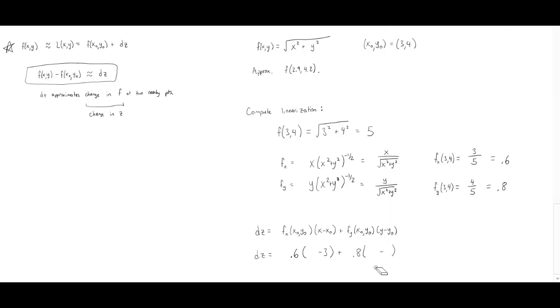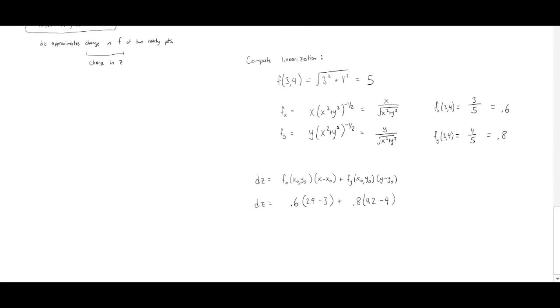What are we plugging in for x and y? The 2.9 and 4.2, because we're trying to approximate our function at this xy value. So plug in 2.9, we'll plug in 4.2 here. And if I compute all of that, I think that would be negative 0.06, plus 0.16, I believe. So I think it's 0.1 altogether, all right?